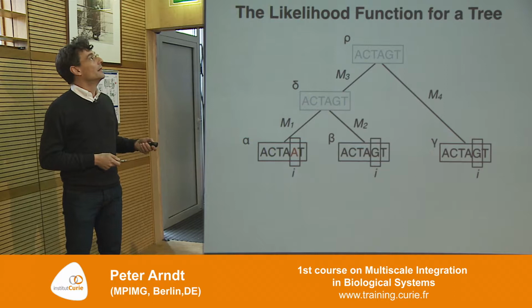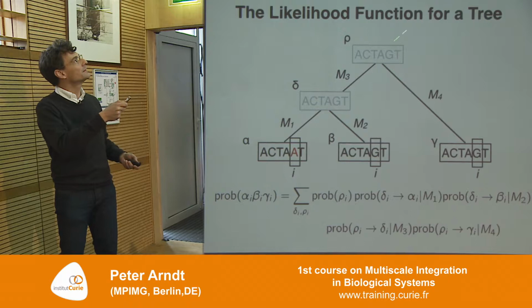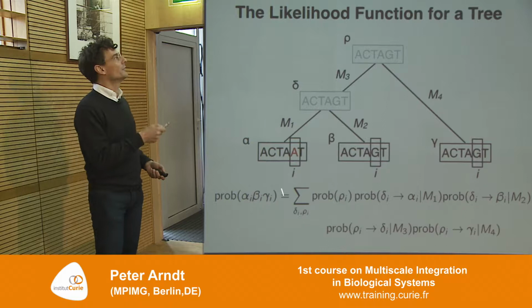And so we can write down the probability to see such an alignment of the bases alpha_i, beta_i and gamma_i. This is just given by a product of all these probabilities to evolve along those branches. And because we don't know the ancestral states, we just have to sum over them. This is expressed by this sum.